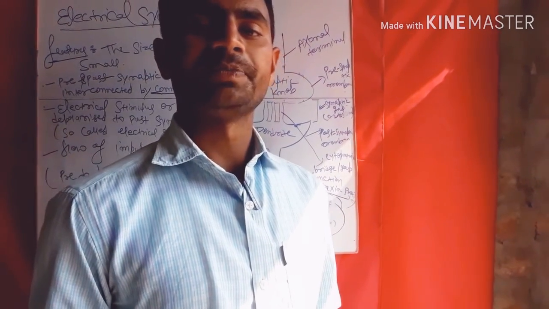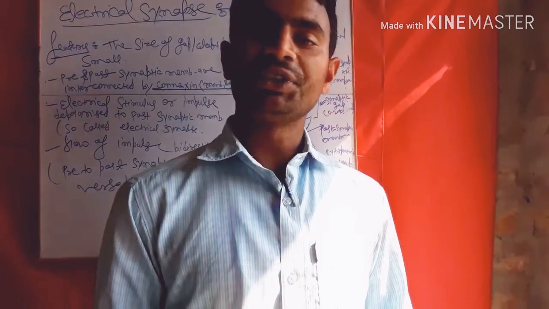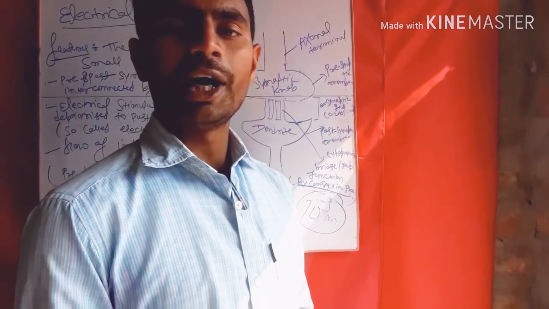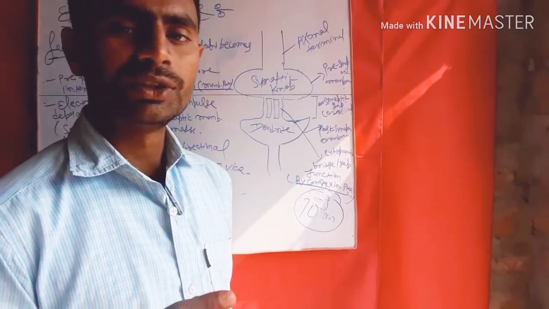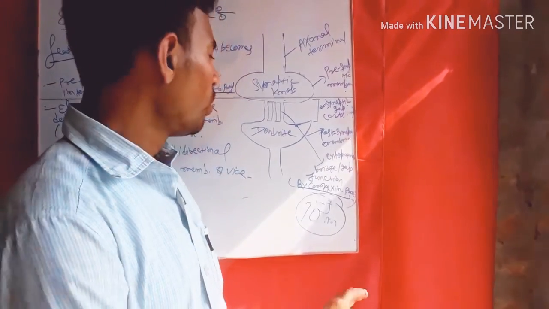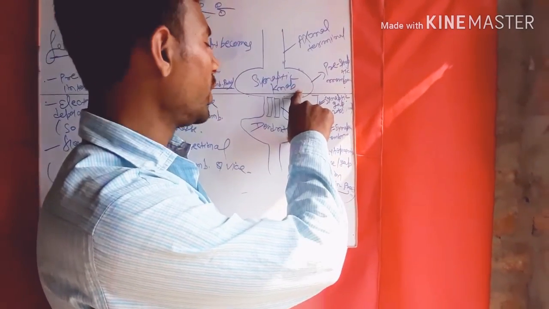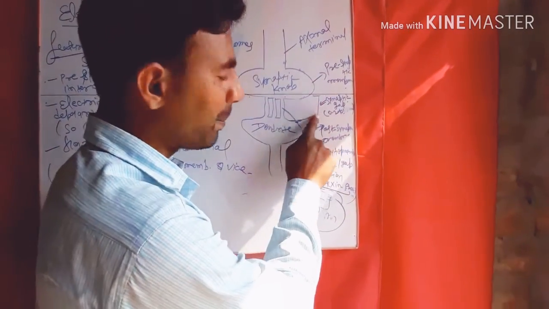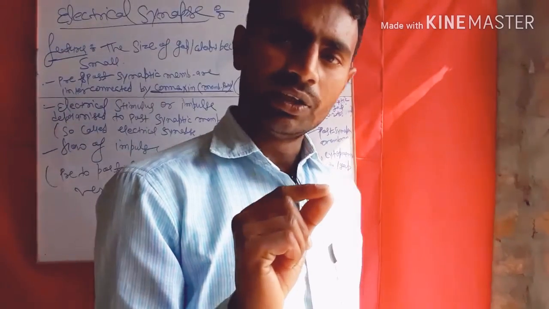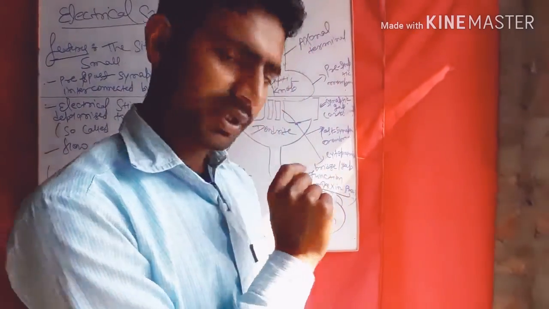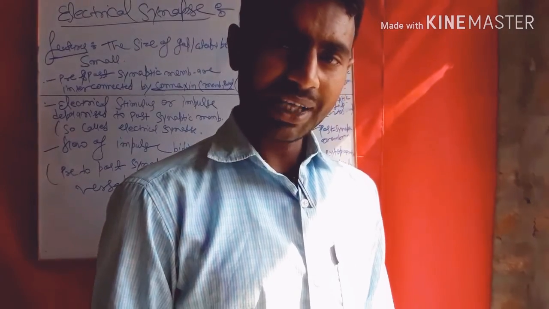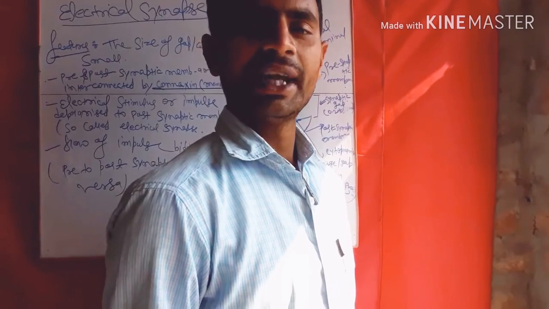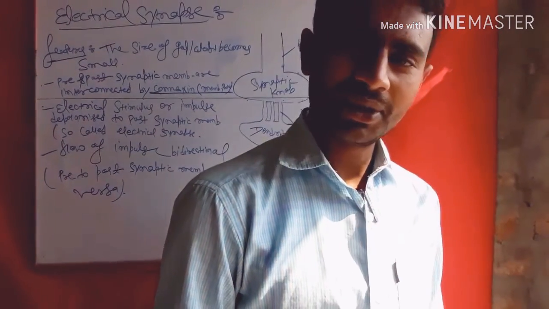What is the synapse? Close association of neurons with maintenance of a gap is called a synapse. Synapse is of two types: electrical synapse and chemical synapse.